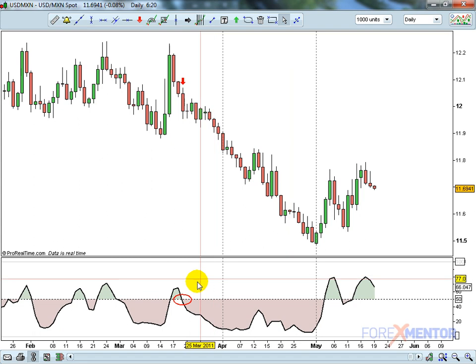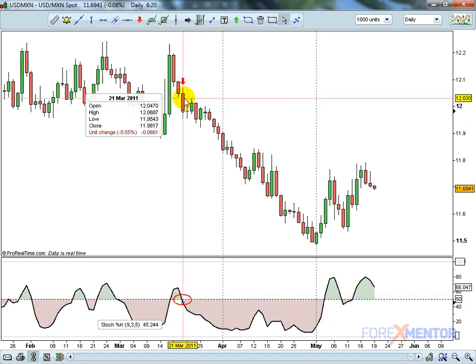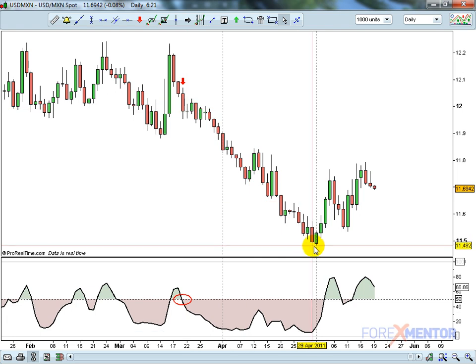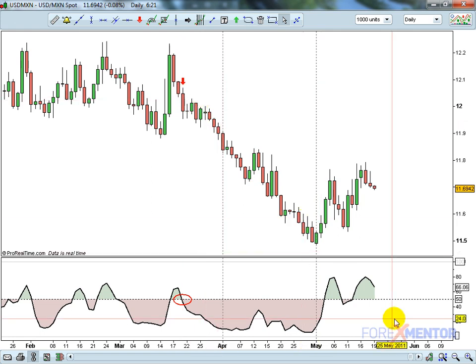And that did a pretty good job forewarning us of a significant down move. In this case from, well, it actually would be from the high of the next bar, March 22nd, at a price quote of 11.98 here on the USD Mexican pair, 11.98 down to 11.48. Relatively, that's a pretty significant move.